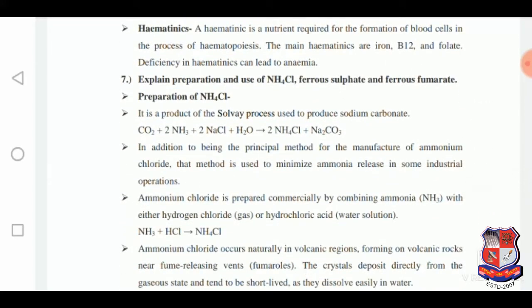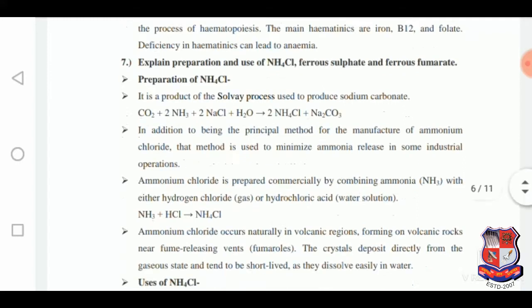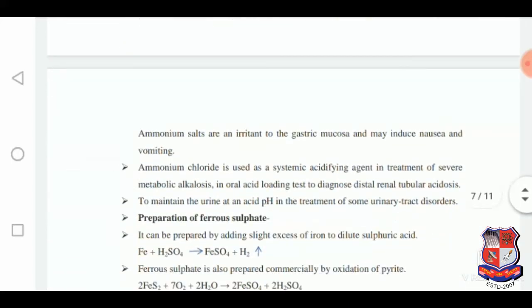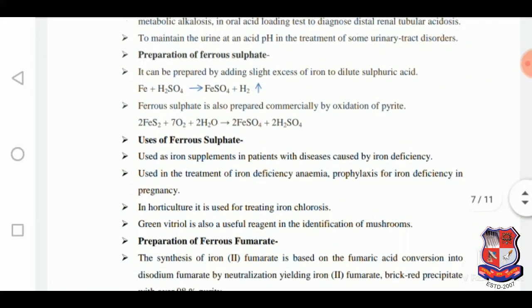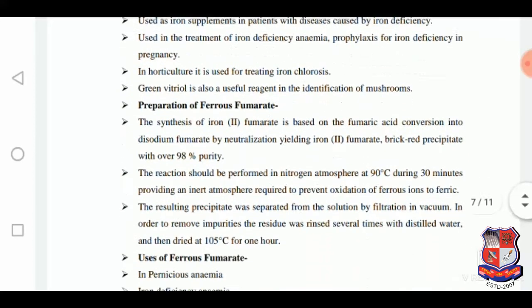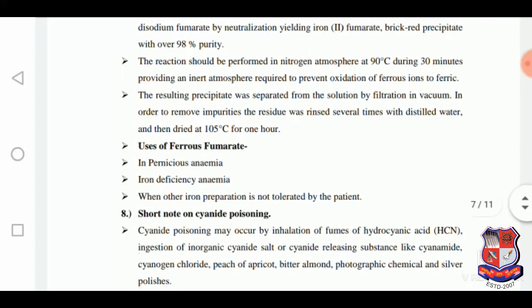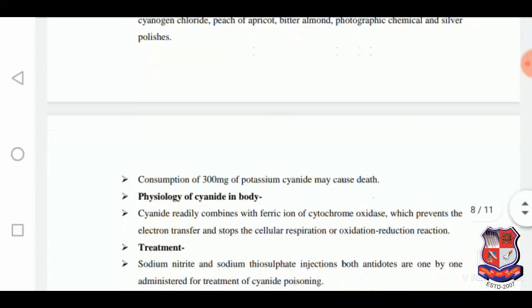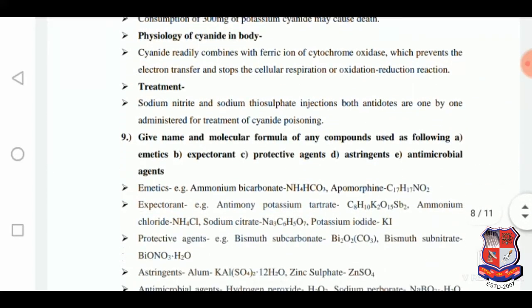Explain preparation and use of ammonium chloride, ferrous sulfate, and ferrous fumarate. These are the preparations for that: use of ammonium chloride, preparation of ferrous sulfate, uses of ferrous sulfate, preparation of ferrous fumarate, uses of ferrous fumarate. Write a short note on cyanide poisoning. So what is poisoning? Physiology of cyanide in the body, and treatment.